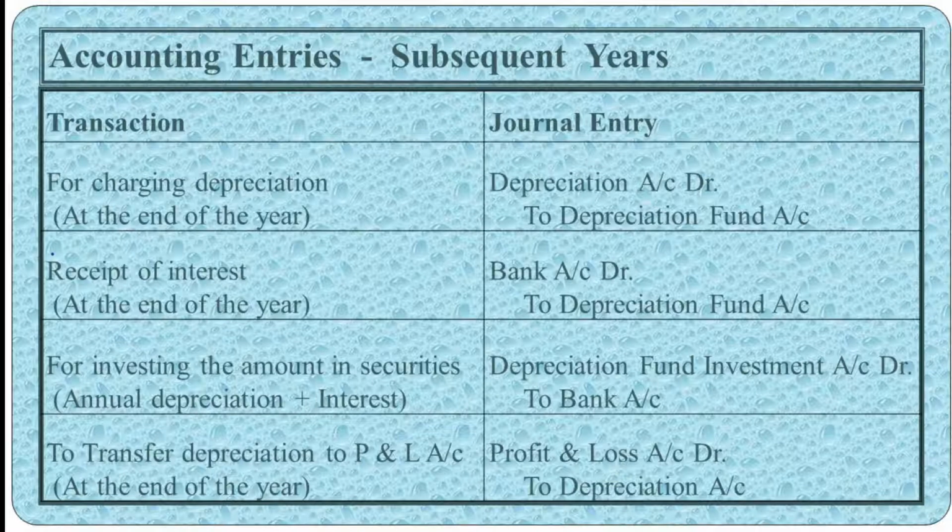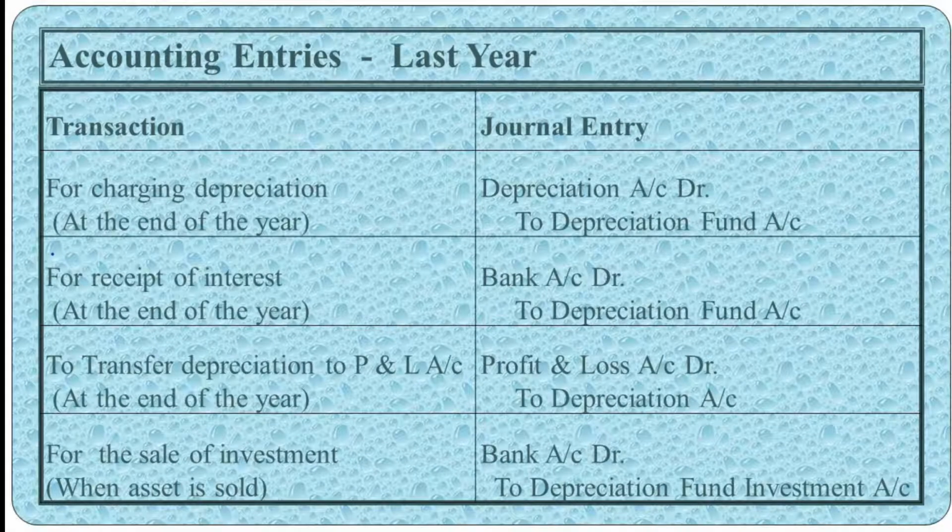The next entry is to invest the amount in securities. The entry for the same is depreciation fund investment account debit to bank account. One has to note here that the amount invested is equal to amount of depreciation plus interest received for the year. The next entry is to transfer depreciation to profit and loss account. That is, profit and loss account is debited and depreciation account is credited.